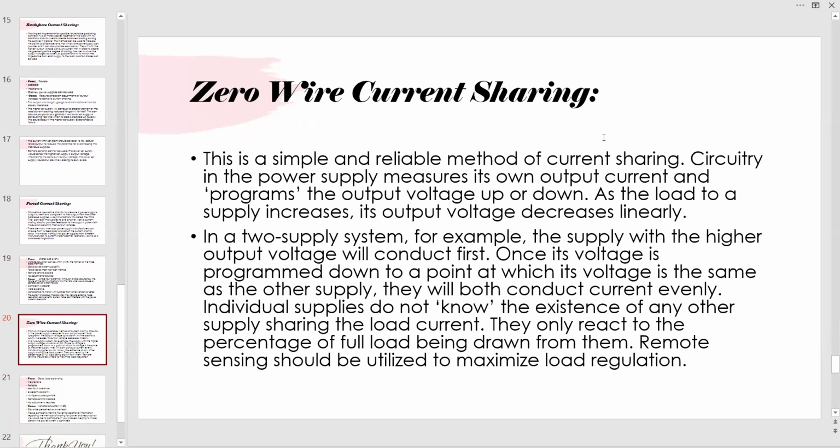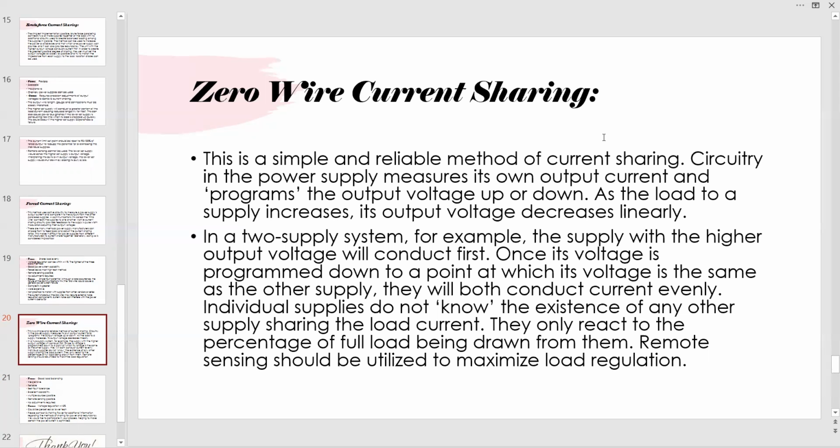Next, zero wire current sharing. This is a simple and reliable method of current sharing. Circuitry in the power supply measures its own output current and programs the output voltage up or down as the load to a supply increases. Its output voltage decreases linearly.